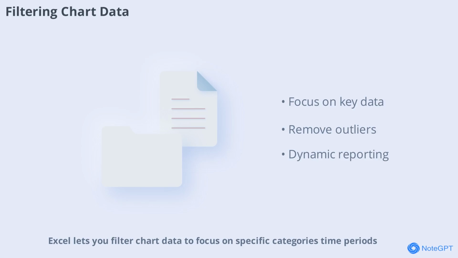Excel lets you filter chart data to focus on specific categories, time periods, or values. You can use filters to highlight trends, remove outliers, or simplify your visuals. Filtering helps you tailor your charts to your audience and ensure you're presenting the most relevant information. It's a powerful tool for dynamic reports and dashboards.